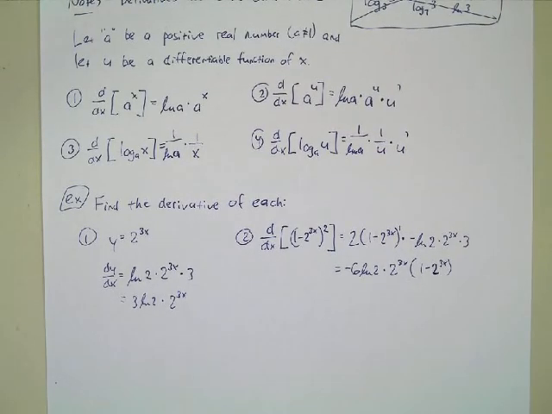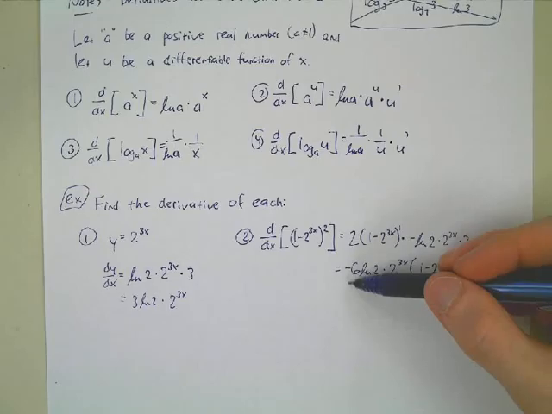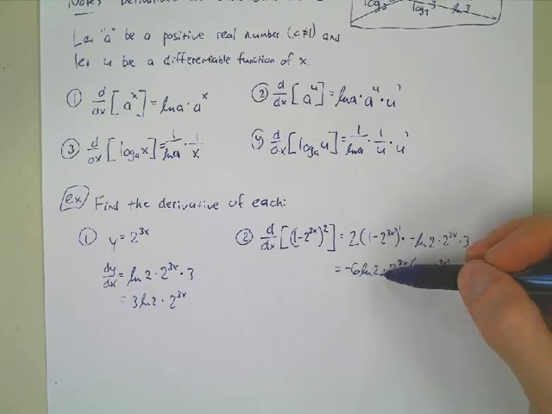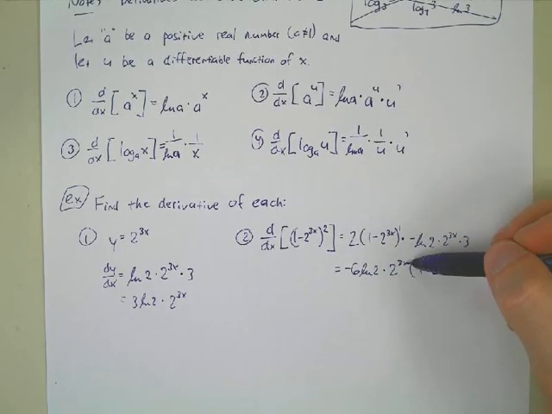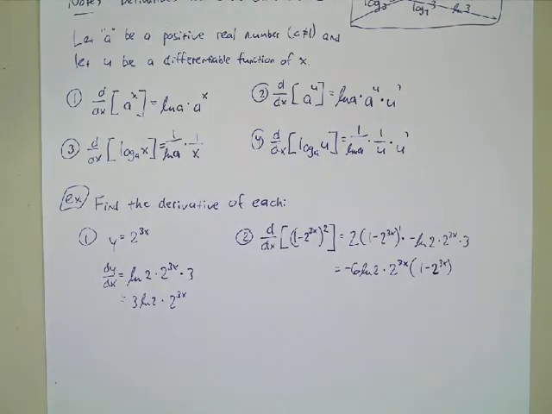So this negative 6 natural log of 2, that is just a number, just like a coefficient, basically. And then 2 to the 3x, so it's got an x in there. And then times the 1 minus 2 to the 3x. Okay. Questions on any of that? I'll do one more here, and we'll be done.